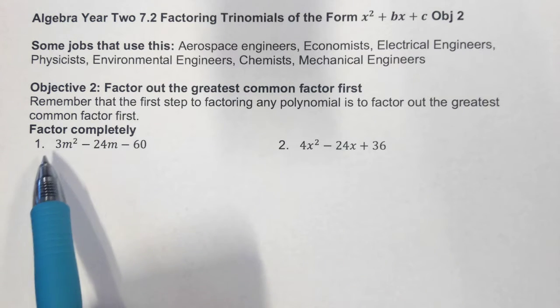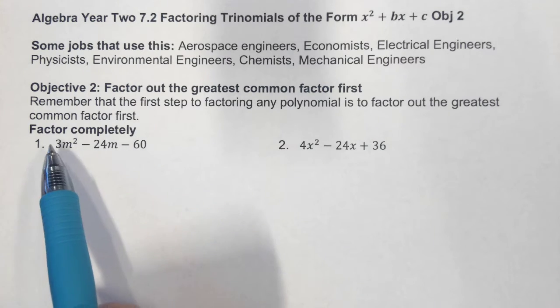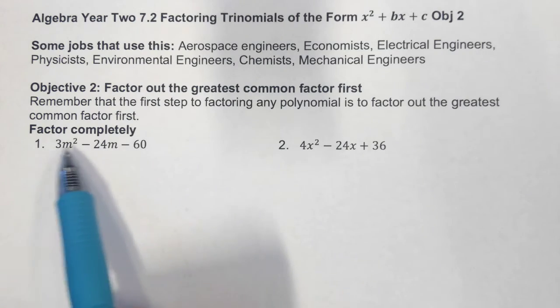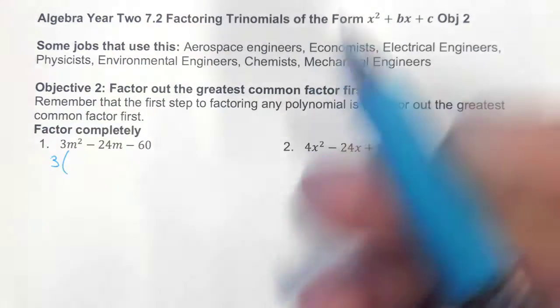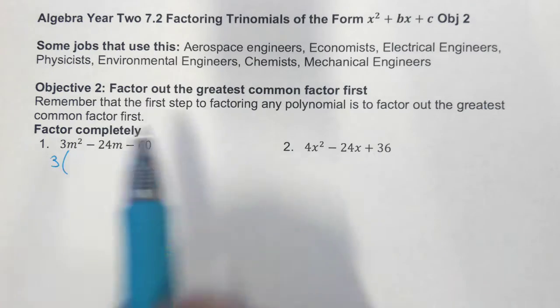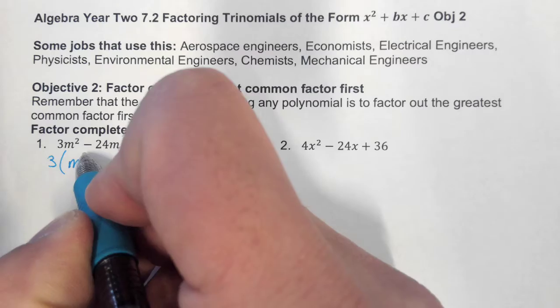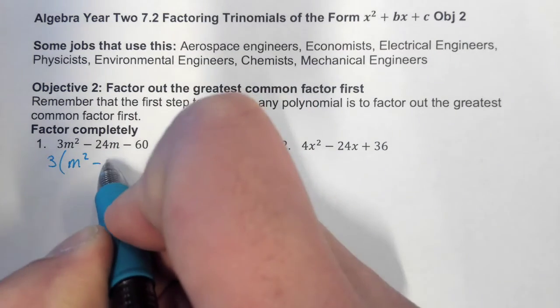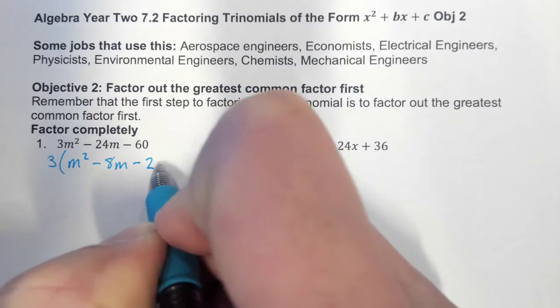So if I'm looking at number 1, I have 3m squared minus 24m minus 60. I see that I have no variables in common, but all three of these are divisible by 3. So our first step is going to be to divide by 3. So we put the 3, start the parenthesis, and then divide each term by 3. So 3m squared divided by 3 is m squared. 24 divided by 3 is 8. And 60 divided by 3 is 20.